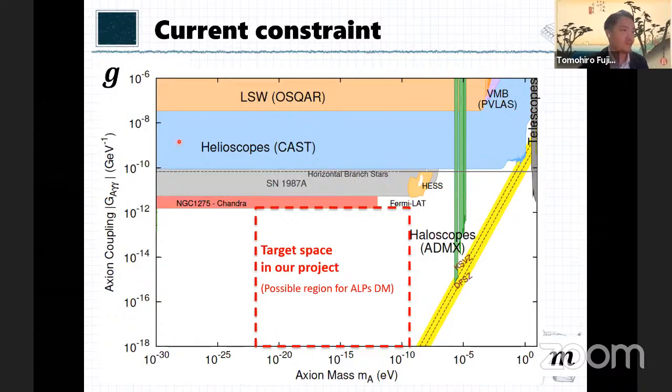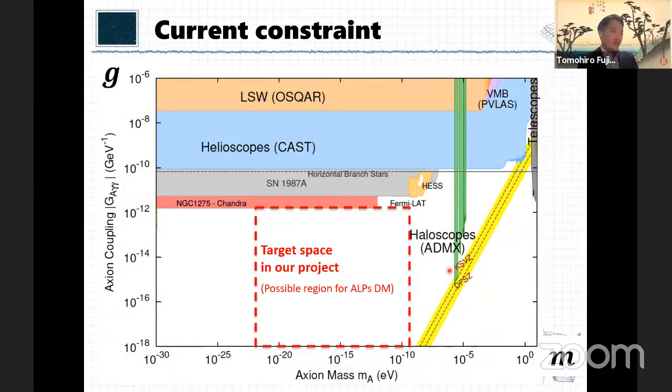Here is already excluded. And additionally, several astronomical observations also kill this parameter region. So they achieved a little bit better sensitivity than CAST. So this is the current situation, and we also have the ADMX experiment here. And this yellow band is the QCD axion line.